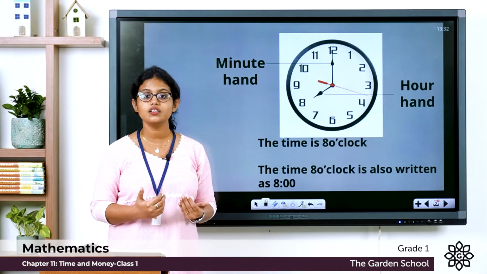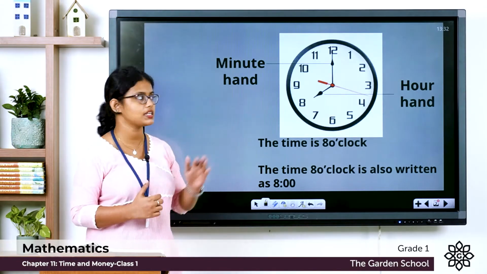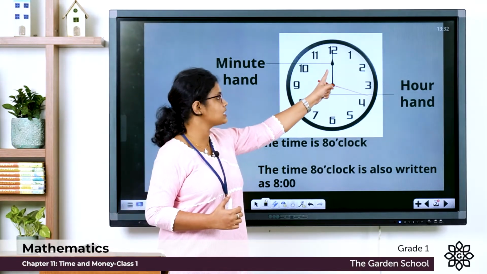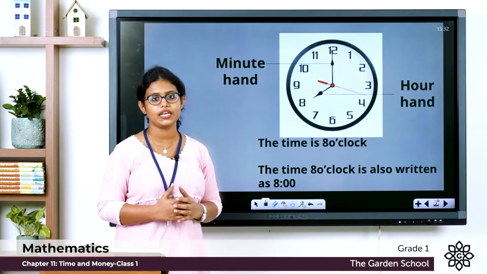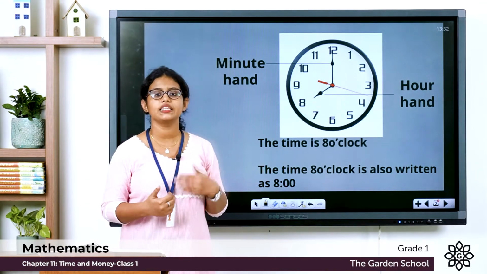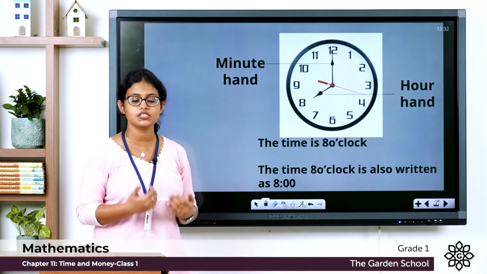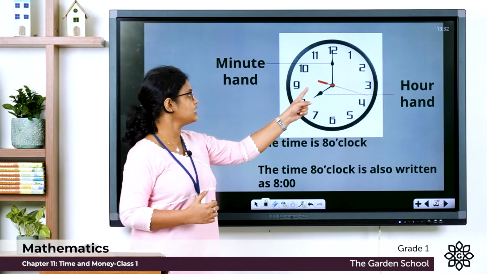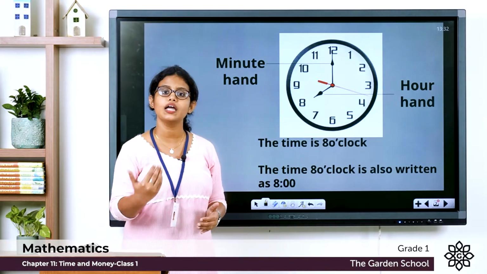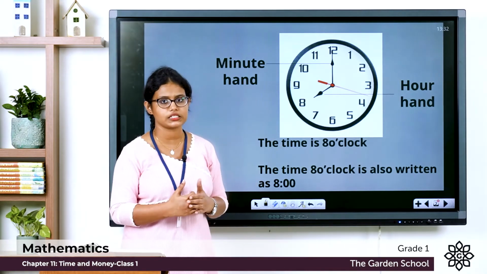The exact hour happens when the minute hand is at 12 and the hour hand points to a number. Let me repeat. The exact hour happens when the minute hand is at 12 and the hour hand points to a number. Let me give you an example.